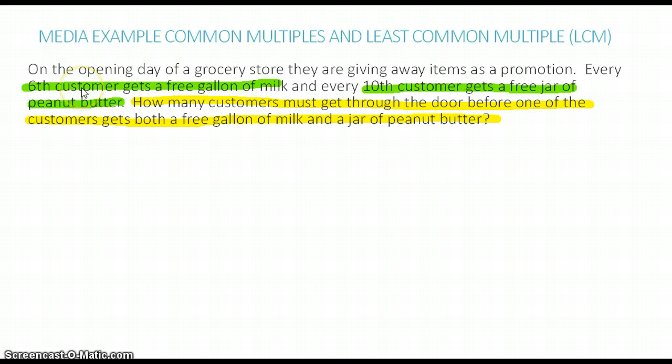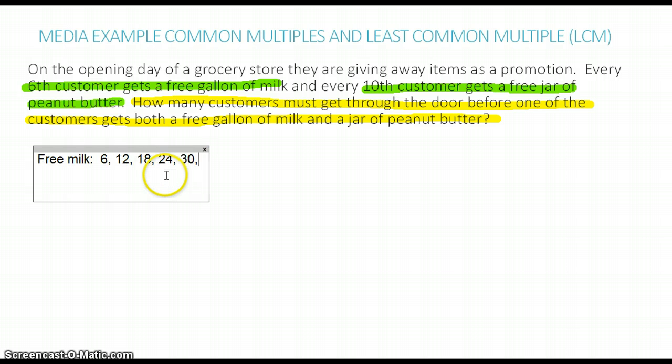So let's start by listing the customers that are going to get a free gallon of milk. So the 6th person will get a free gallon of milk, and then the 6 people after that are the 12th person, and I'm going to keep adding on 6's. So this is called skip counting, when you keep adding 6 from your previous result. So 6 plus 6 is 12, plus 6 is 18, plus 6 is 24, and I could literally go on like this forever. So I'm just going to make about the first 10.